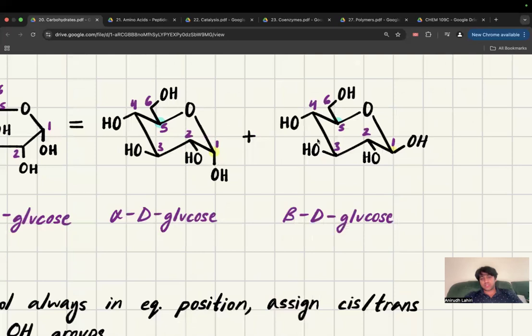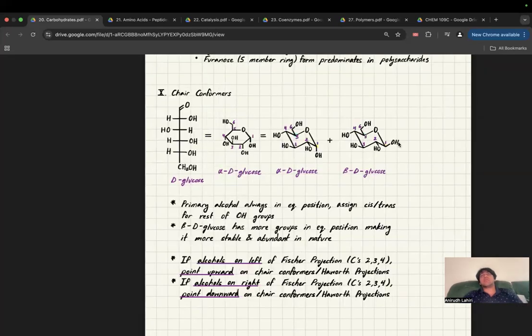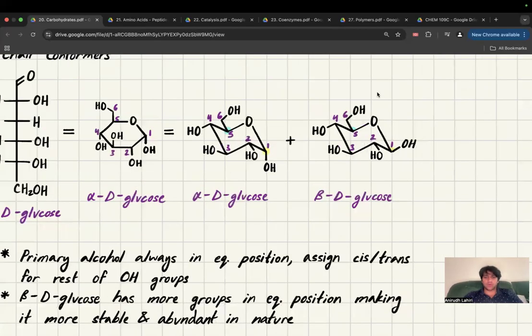We see here that every single OH group is in equatorial. And this is why D-glucose is so prevalent, why you hear about it so much, and why it's so important, because it's the most stable one. It's one of the only configurations of carbs where you could have all of the OHs in an equatorial position, right?